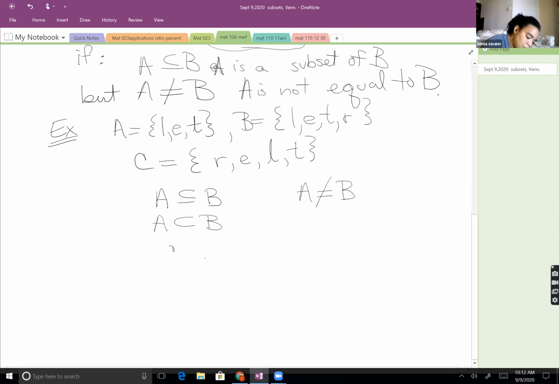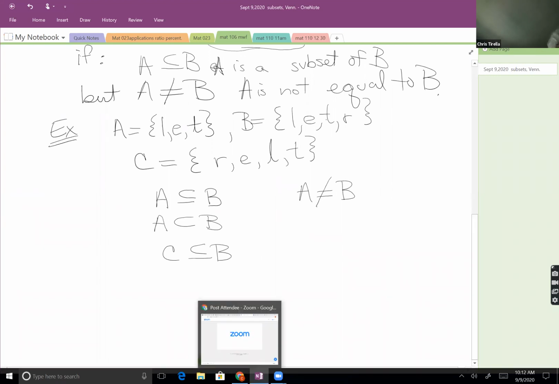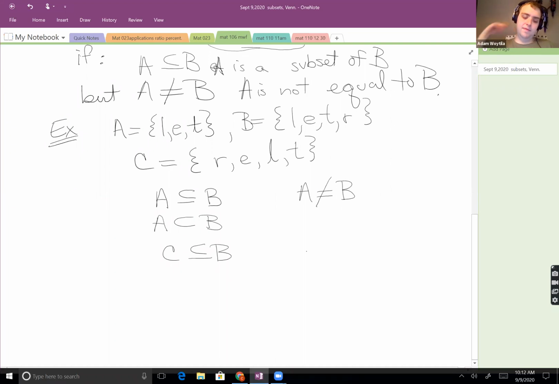Is C a subset of B? Is everything in C, R, E, L, T, also in B, L, E, T? Yes. Does C equal B? Yes. So we'll say that C is not a proper subset of B because the two sets are equal.